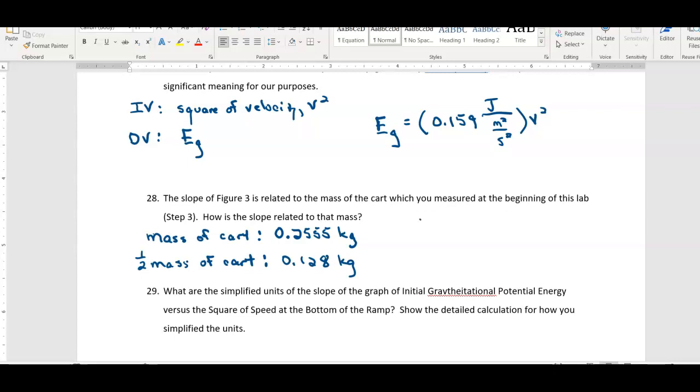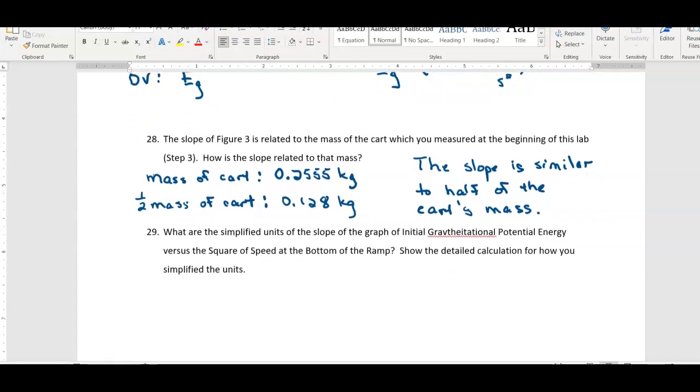So I'm going to say the slope is similar to half of the cart's mass. Many times these slopes are related to something that we've held constant in the experiment, and this one I think is similar to half of the cart's mass.